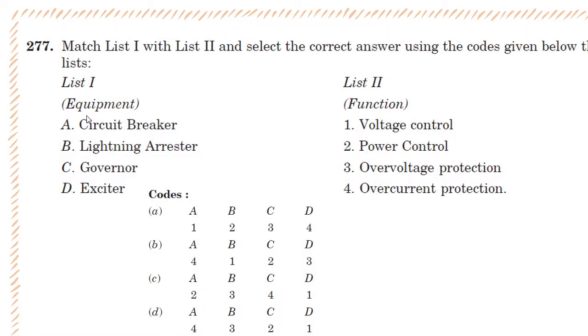Let's look at the next question, the 277th question. We have two lists and we need to match them. The first list is based upon equipment and the second list is based upon the function of the equipment. Circuit breaker, what is the circuit breaker doing? Generally circuit breakers are designed to protect from over current, right? So option 4 would be the correct match for option A.